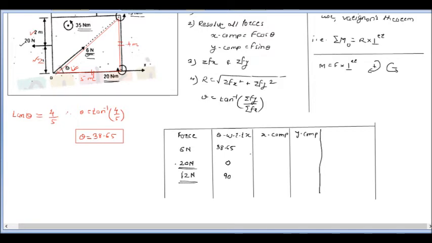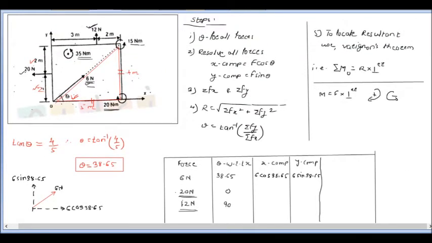X component for this 6 Newton force, that is, if we are going to resolve this 6 Newton force, we can resolve it at the point of origin. It is 6 cos of 38.65 and 6 sin of 38.65, the x component. Now, as I earlier said, if a force is acting along the x direction, only list out its x component, that is nothing but the 20 Newton force. So it will not have any y component.